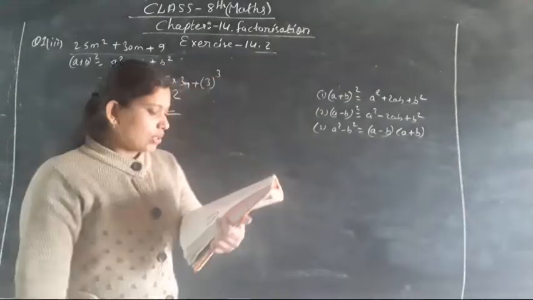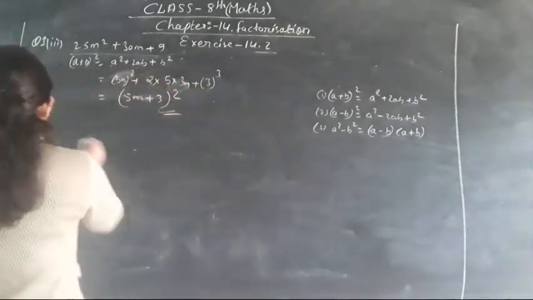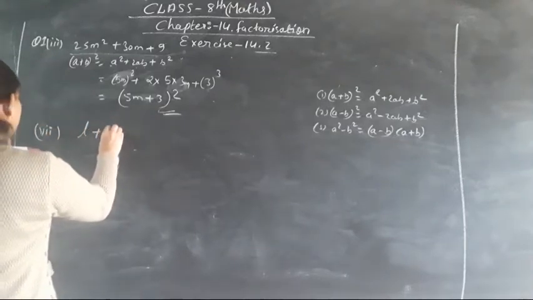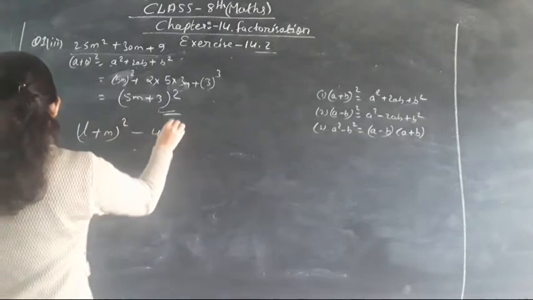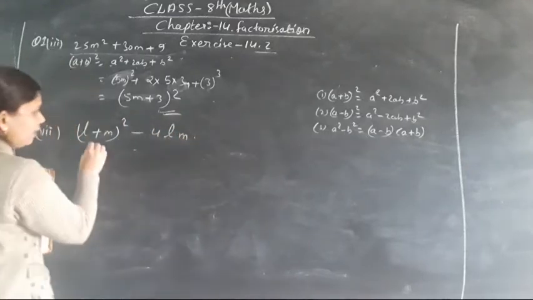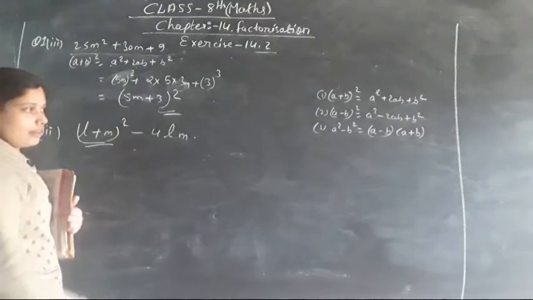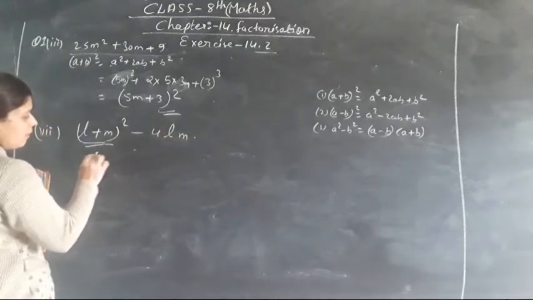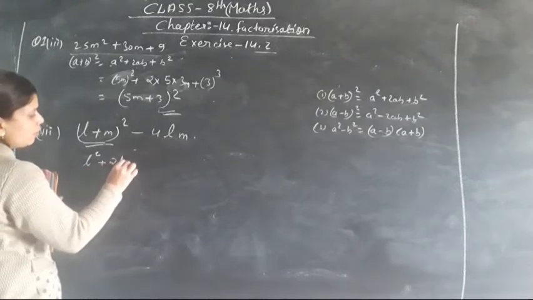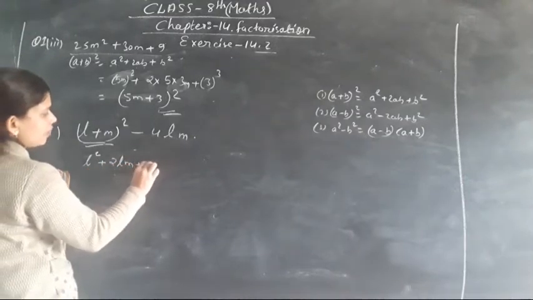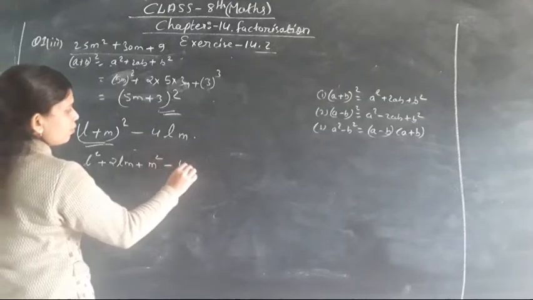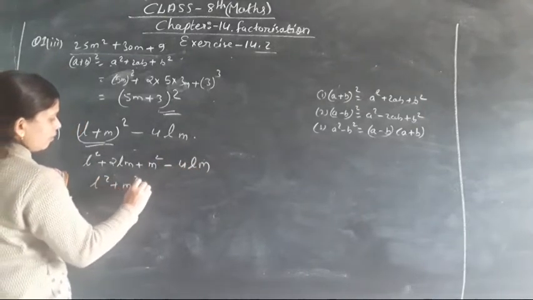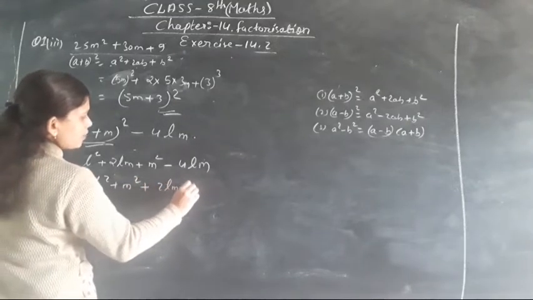Moving toward the next question, we are having the 7th part of it. Here l plus m the whole square minus 4lm. This is the expression we are having. First let us expand this identity. Using identity number 1 we are going to expand it. So it will become l square plus 2 into lm plus m square, minus 4lm. So l square plus m square plus 2lm minus 4lm.